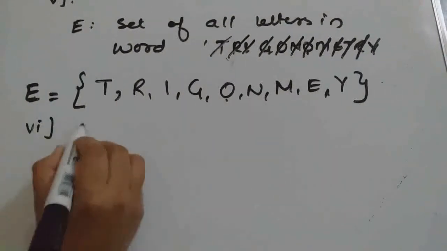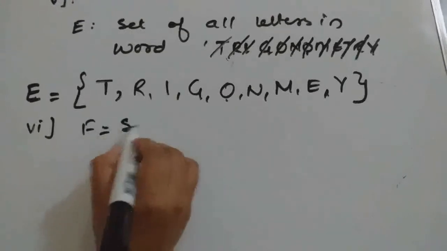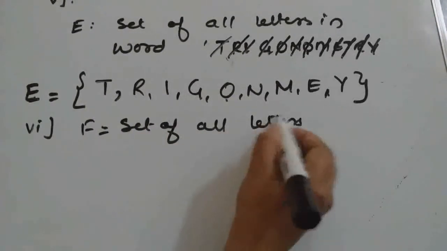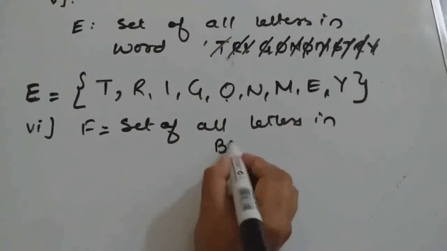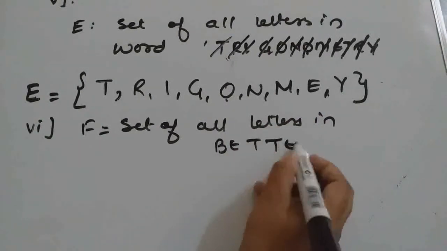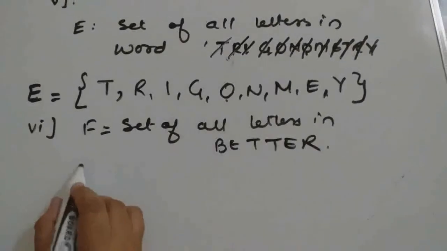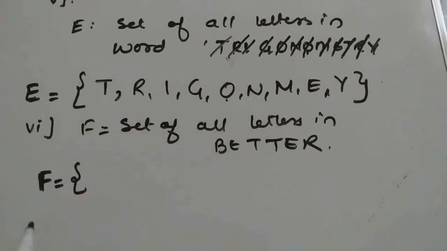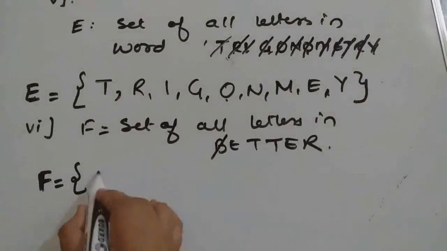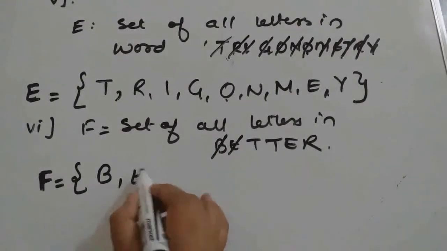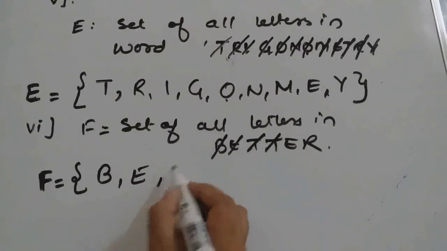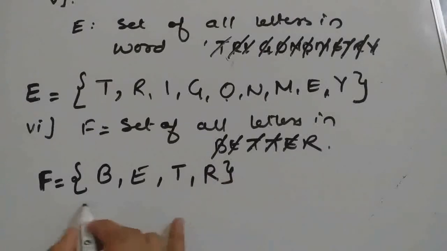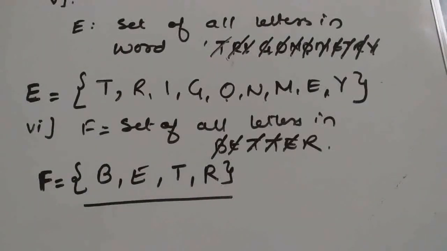Now the sixth part is the set of all letters in the word better. In this also we should remember that elements should not be repeated. So we'll start with B, then E. T is coming 2 times but we'll write it once. E we already wrote. So R. So this is the roster form for the sixth part.